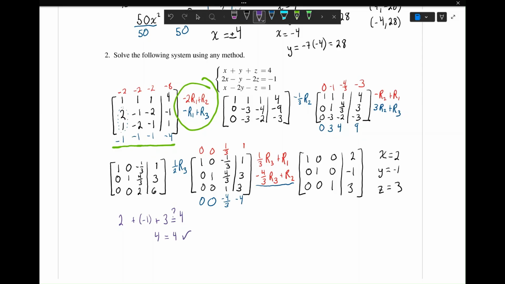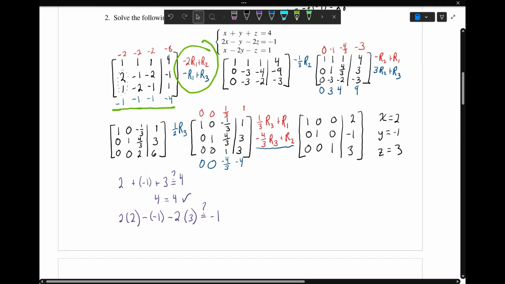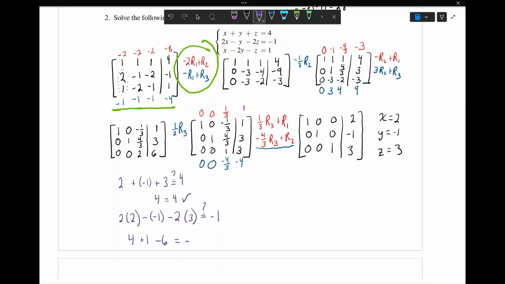Now let's try the second equation. 2 times 2 minus negative 1 minus 2 times 3. And hopefully that equals negative 1. Let's check. I end up with 4 plus 1 minus 6. And that does, in fact, equal negative 1, because I end up with 5 minus 6.